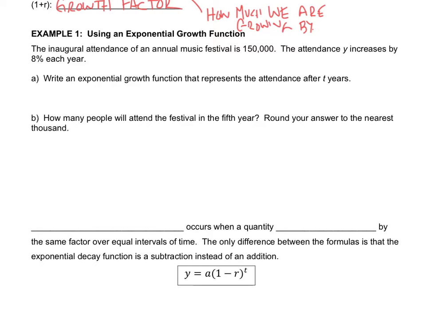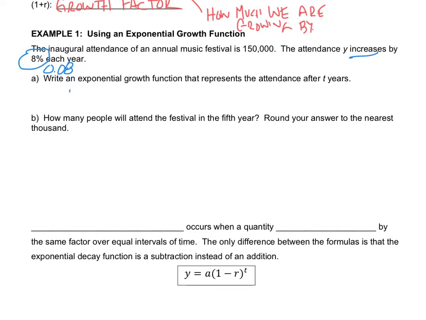Example 1. The inaugural attendance of an annual music festival is 150,000. So that's our initial amount. The attendance, y, the final amount, increases, so that's an important thing to notice. We are increasing, so getting larger or growing, by 8% per year. Remember, we're going to use the decimal version of 8%. We're not using 8. Write the exponential growth function that represents the attendance after t years.